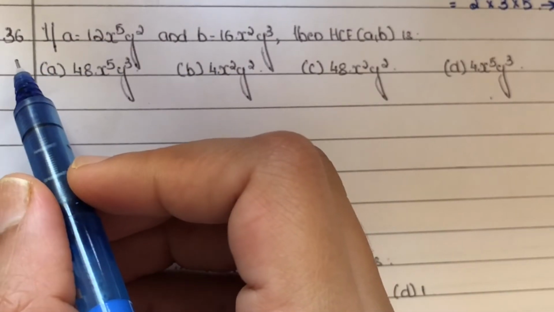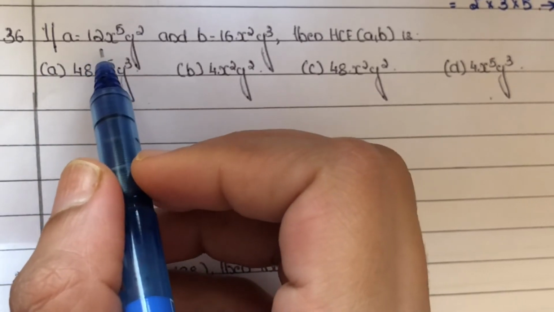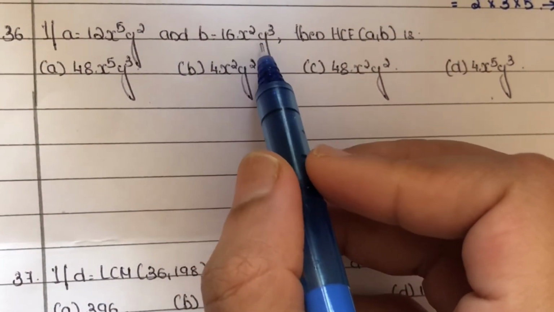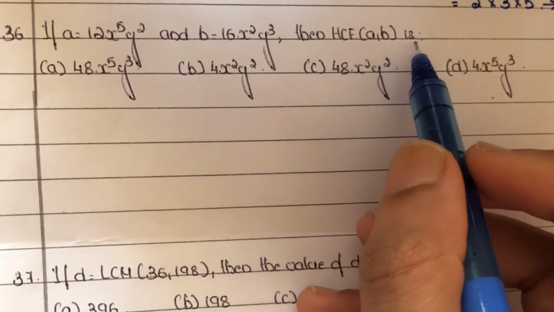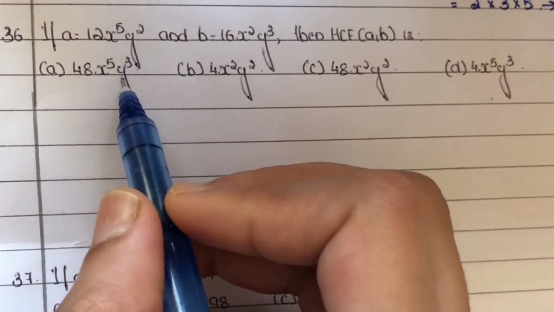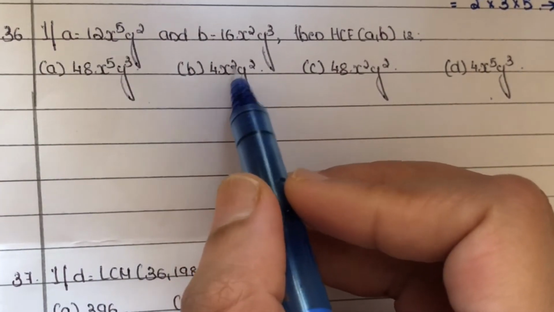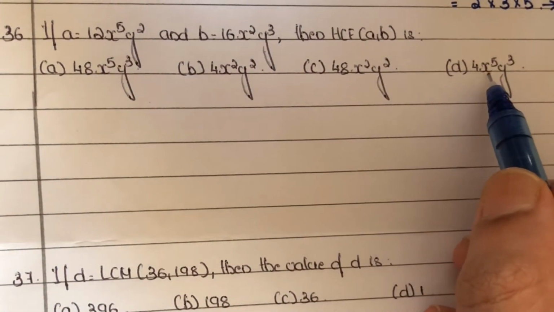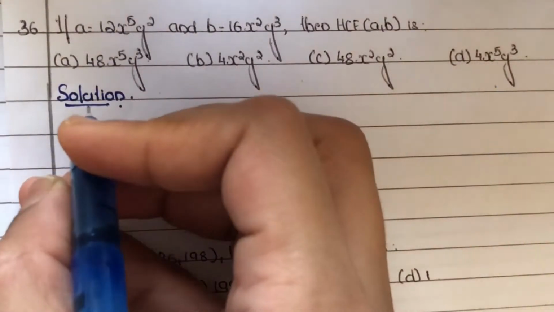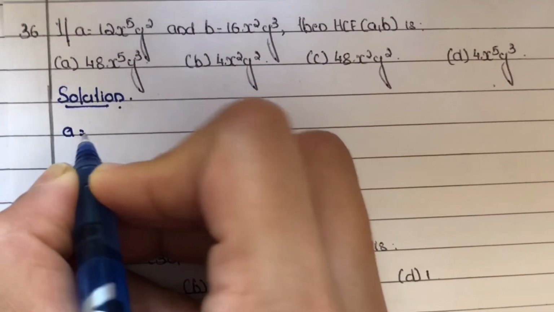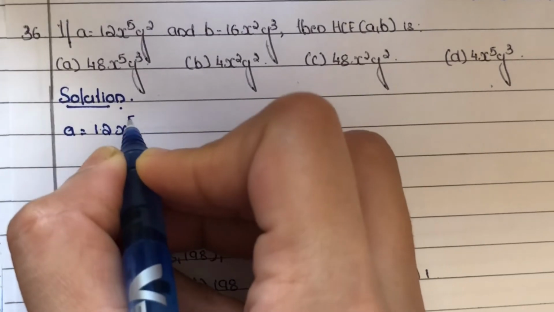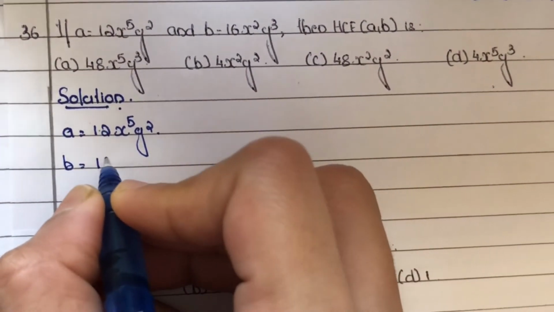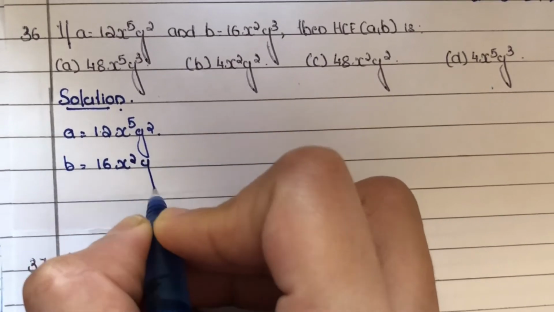Next, number 36. If A equal to 12x raised to 5 y raised to 2 and B is equal to 16x square y raised to 3, then HCF of A comma B is: option A 48x raised to 5 y raised to 3, option B 4x square y square, option C 48x square y square, option D 4x raised to 5 y raised to 3. A equal to 12x raised to 5 y raised to 2 and B is equal to 16x raised to 2 y raised to 3.